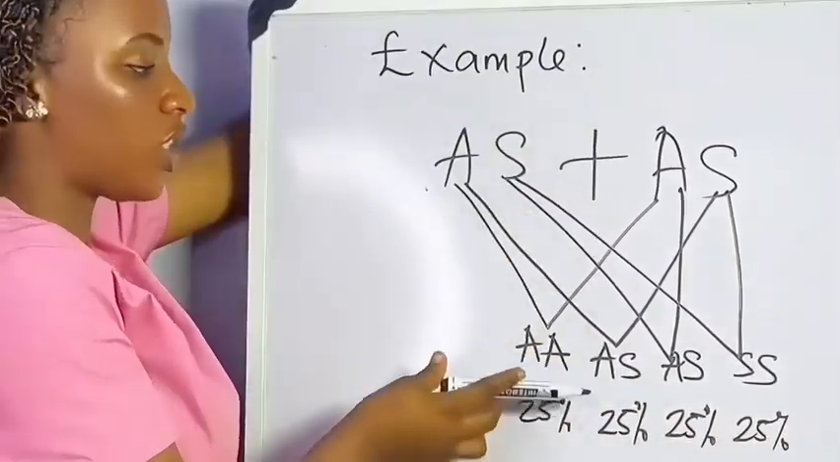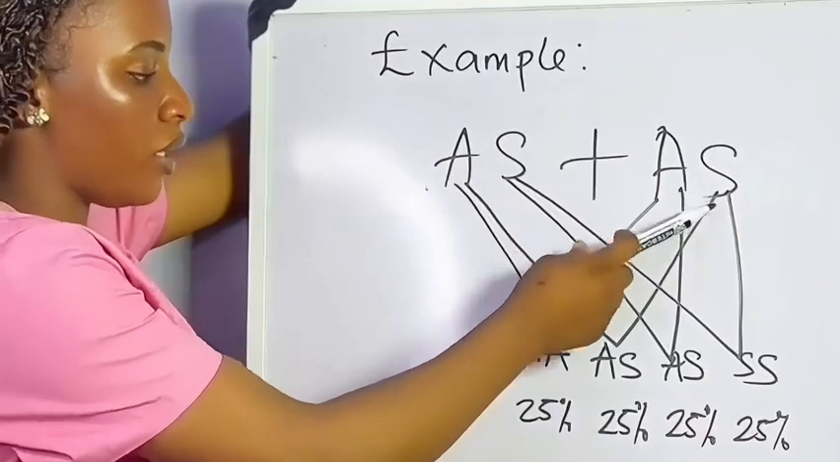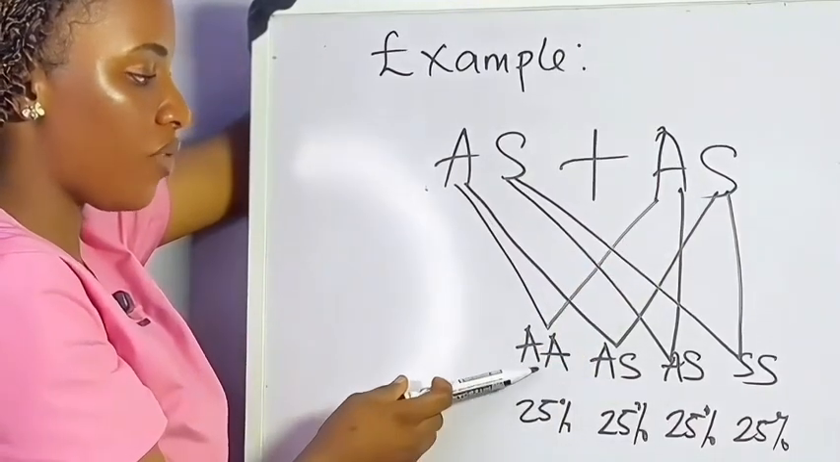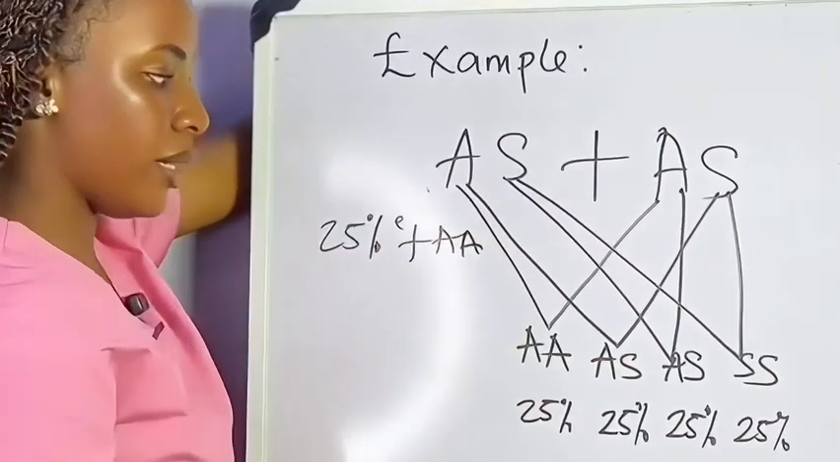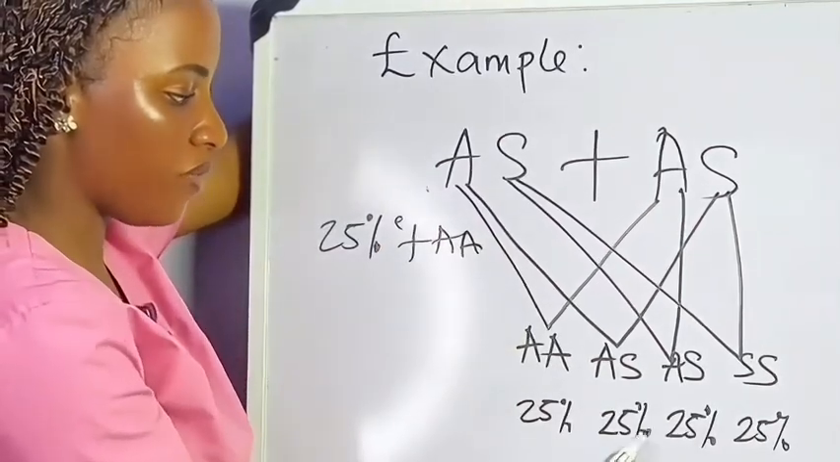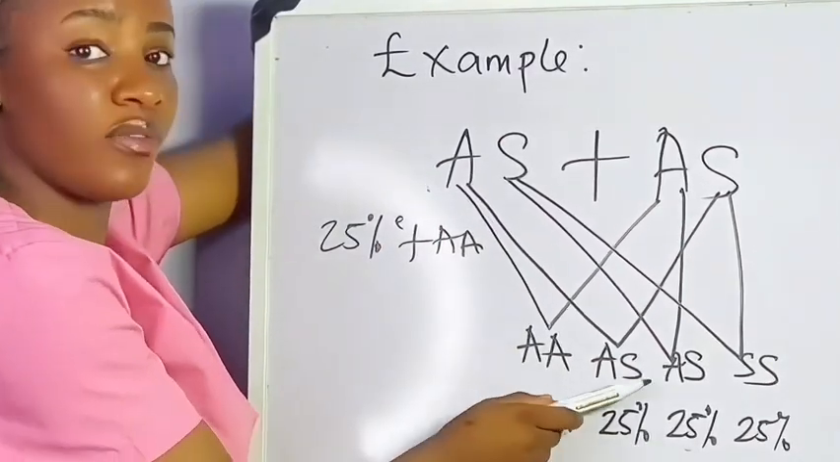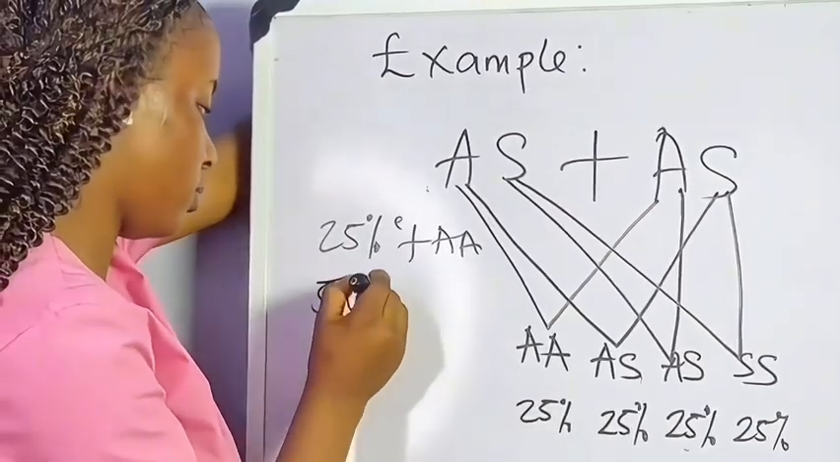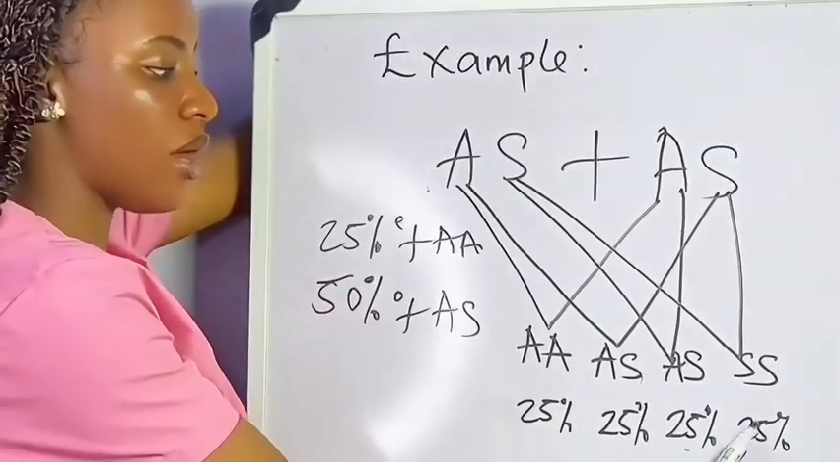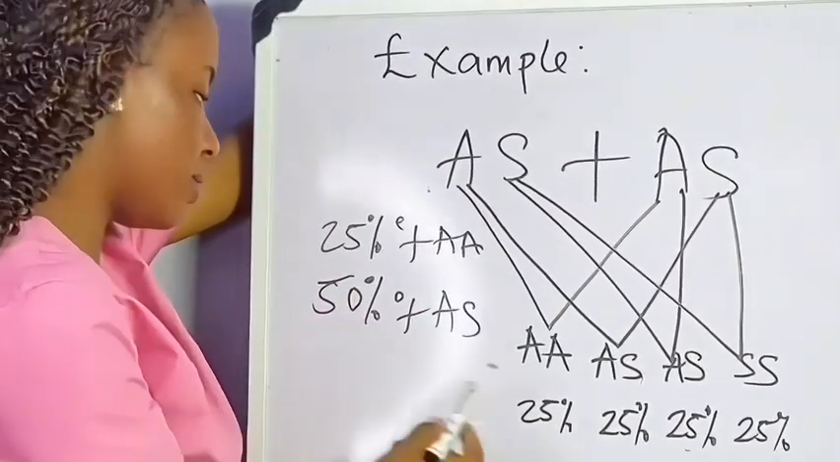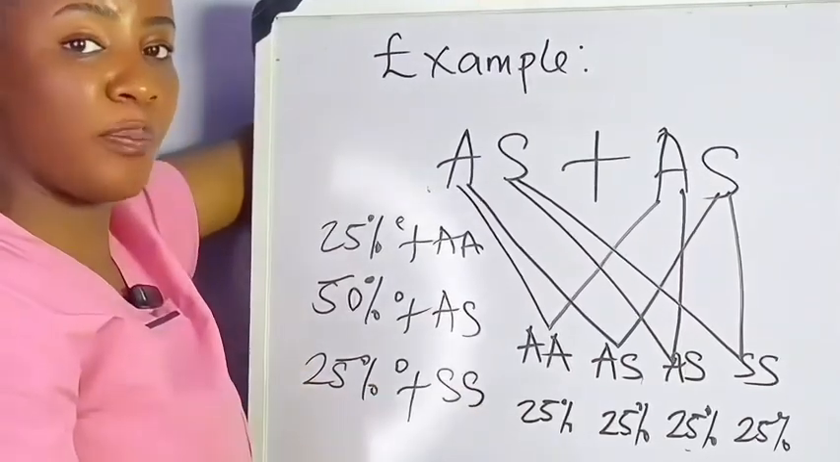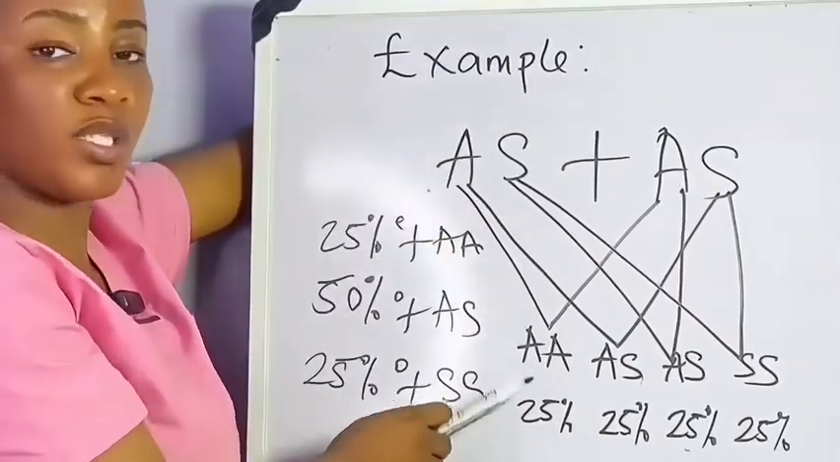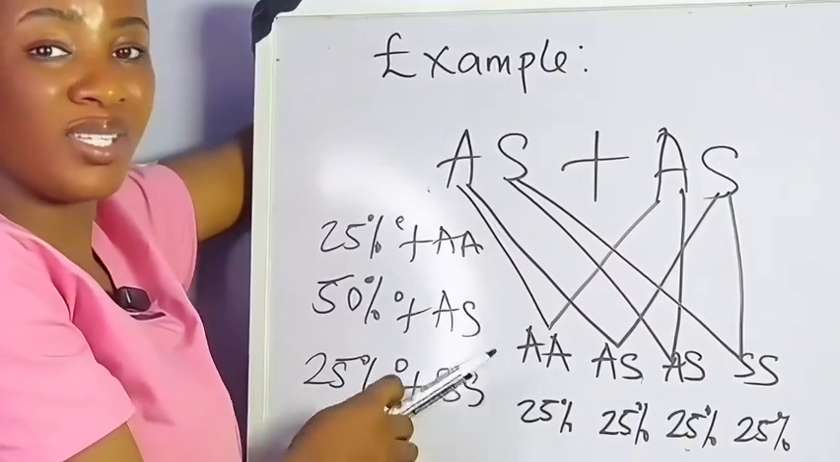Now, from this cross-matching, we have that if AS should marry AS, they have 25% chance of having AA. And then they have 25 plus 25 is 50, so they have 50% chance of having AS. Then they also have 25% chance of having SS. Every other genotype pairing can be cross-matched like this using this particular method in order to check the percentage risk.